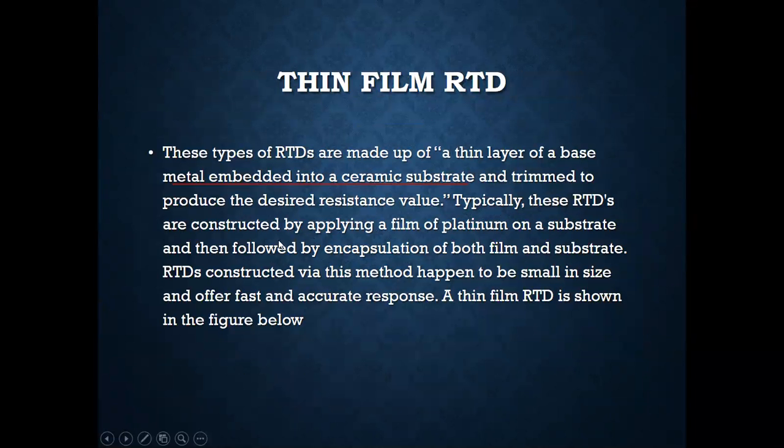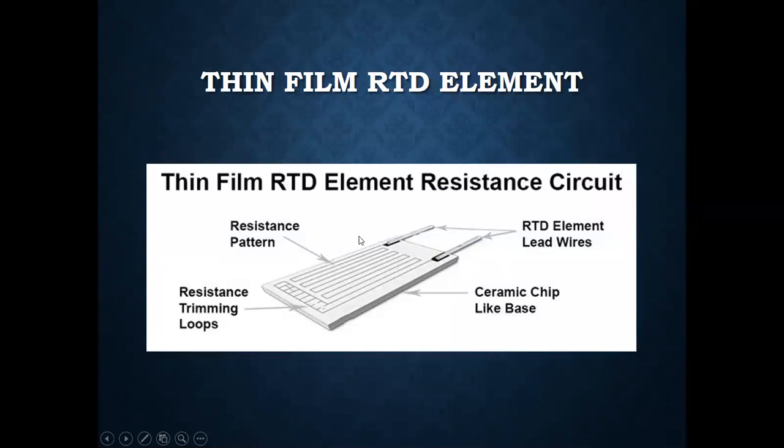These RTDs have a film of platinum on a substrate, followed by an anchor. So this RTD, the base metal and the substrate, both are encapsulated in order to give rigidity. This metal happens to be small size and offers fast and accurate response. Thin film RTD offers fast and accurate response. So this is the pictorial representation of a thin film RTD.